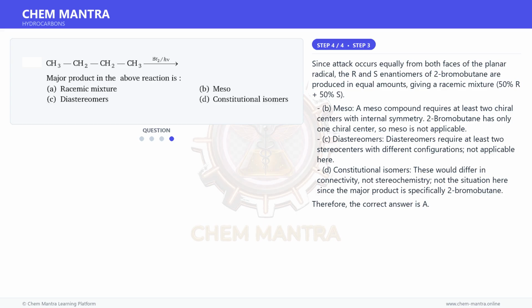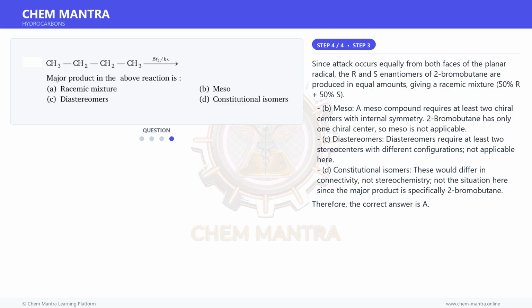And for the final step. Since attack occurs equally from both faces of the planar radical, the R and S enantiomers of 2-bromobutane are produced in equal amounts, giving a racemic mixture, 50% R plus 50% S.